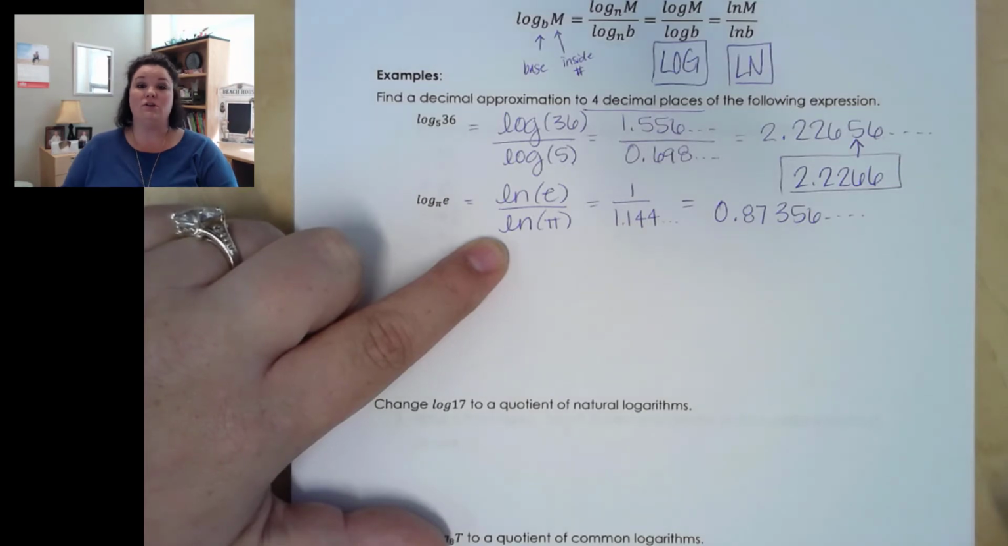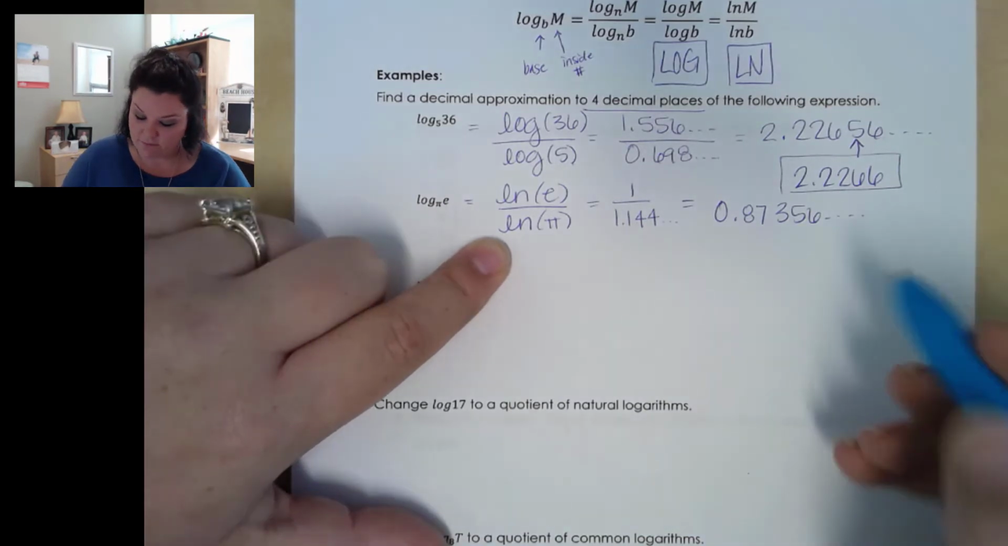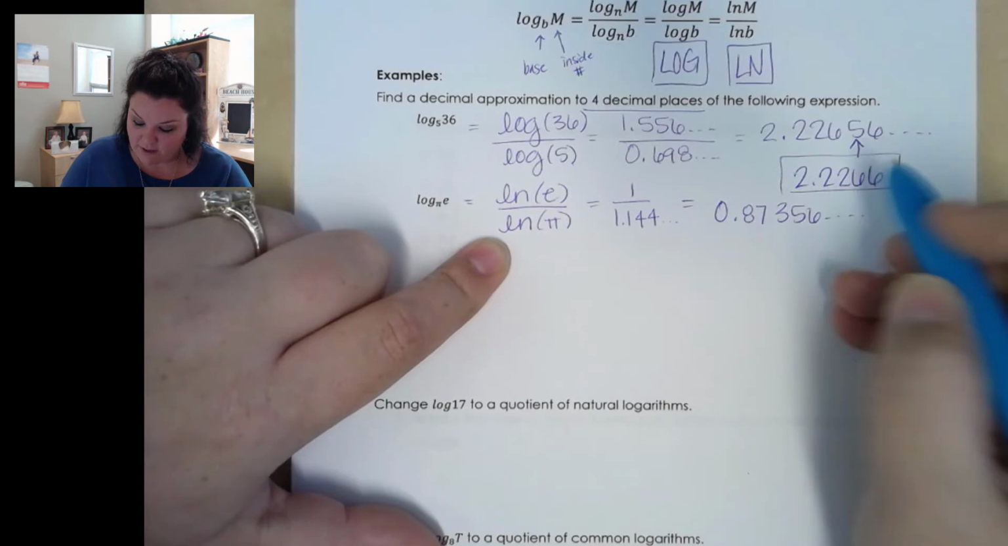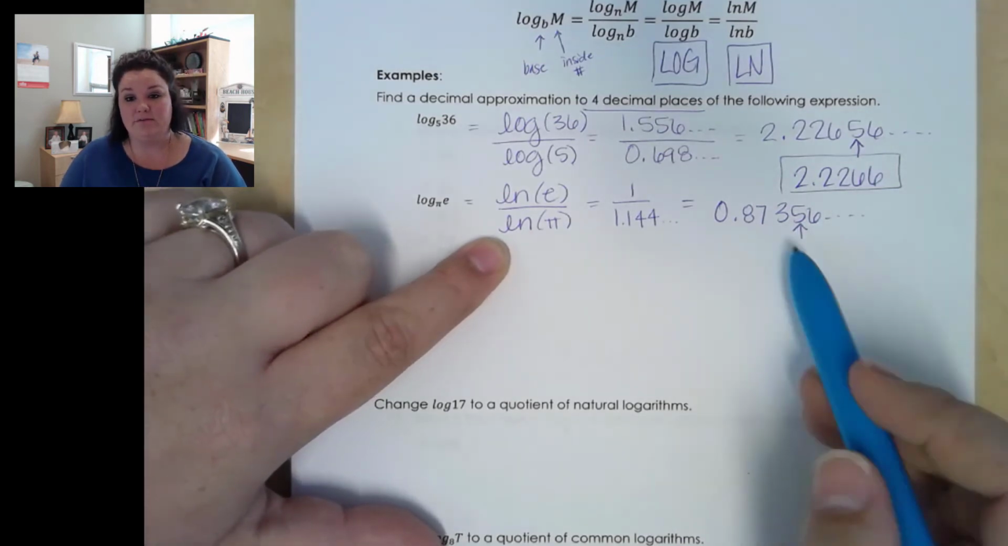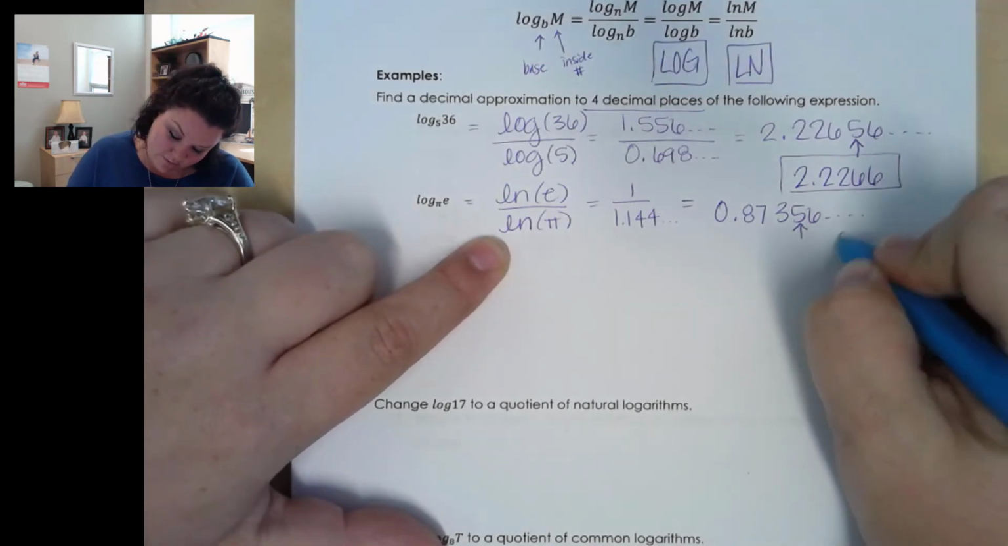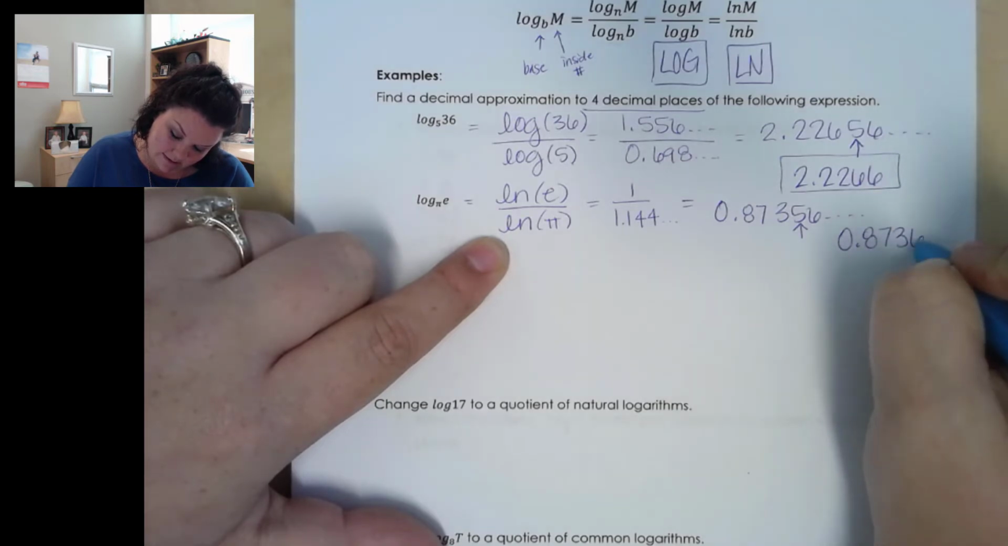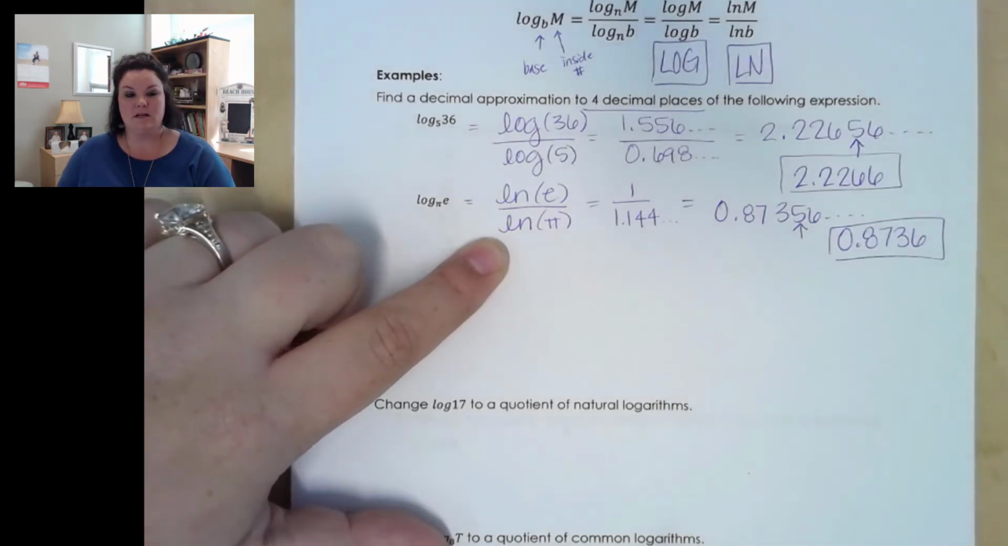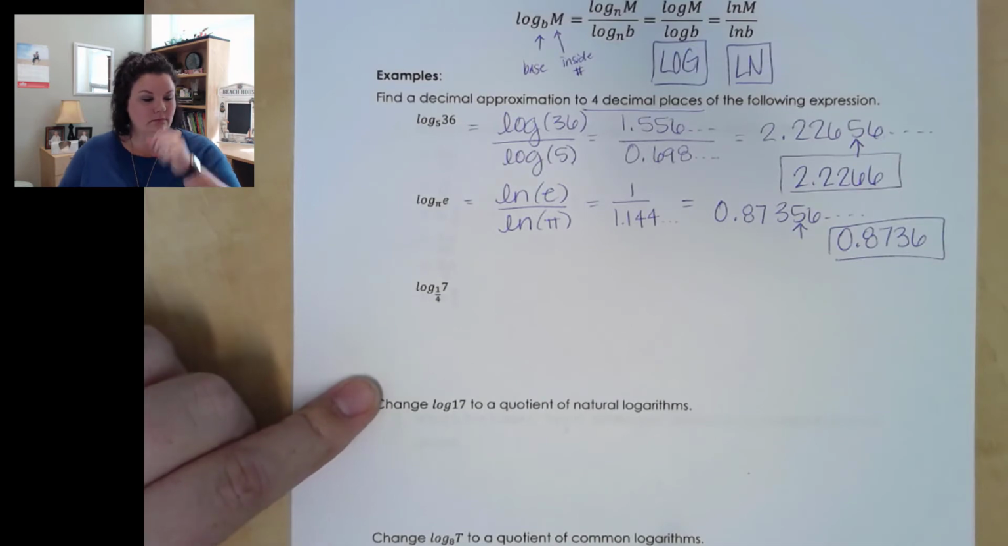Make sure you pay attention to what Newton asks you because sometimes it changes. It may not be 4. 1, 2, 3, 4, which is our 5. There's a 6 behind our 5, so that's going to bump up to 0.8736. Okay, let's look at one more.